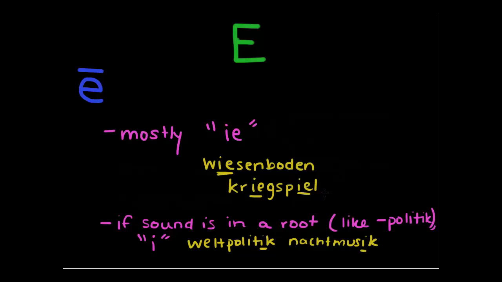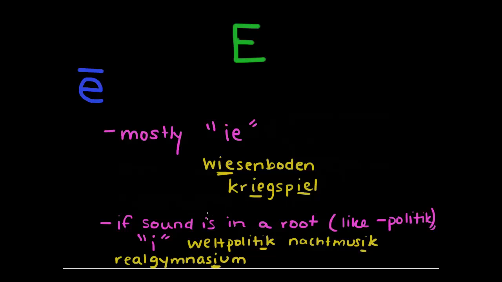Another thing is it could be an I if it comes through another language. So if a sound is in a root like politique, or if it comes through another language, like Real Gymnasium, I'll just write it down here. The Real part is a German word, but the gymnasium comes from Latin. So that's why the I here is representing the E sound. Gymnasium is not really the German word, Real is. Gymnasium is a Latin word, and that's why the I is going to represent the E sound.